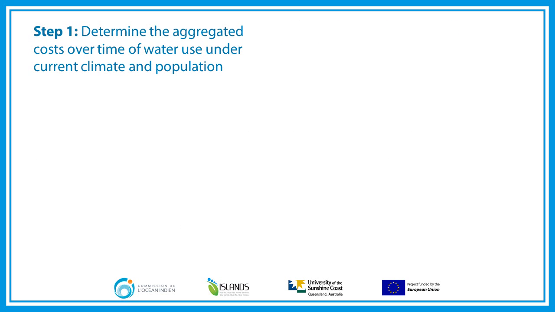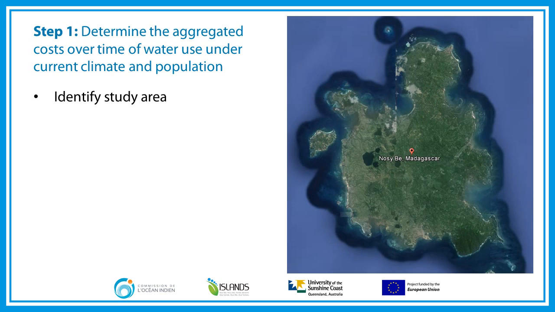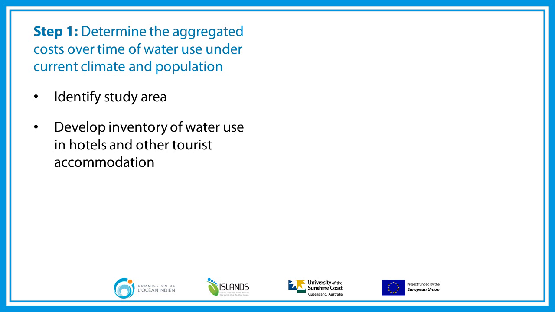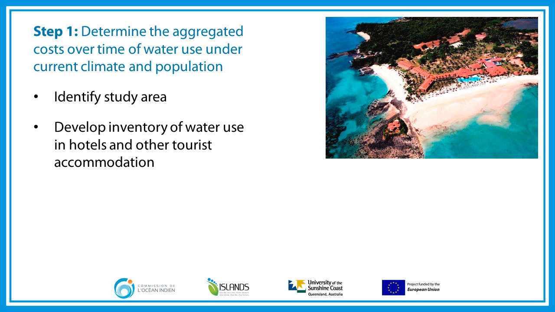First, we need to identify the study area. For this example, we'll use the island of Nosy Be on Madagascar, a popular tourist destination. The next step will be to collect data. Specifically, we will need to create an inventory of hotels in the project site and collect information about their locations, characteristics, and water use patterns.